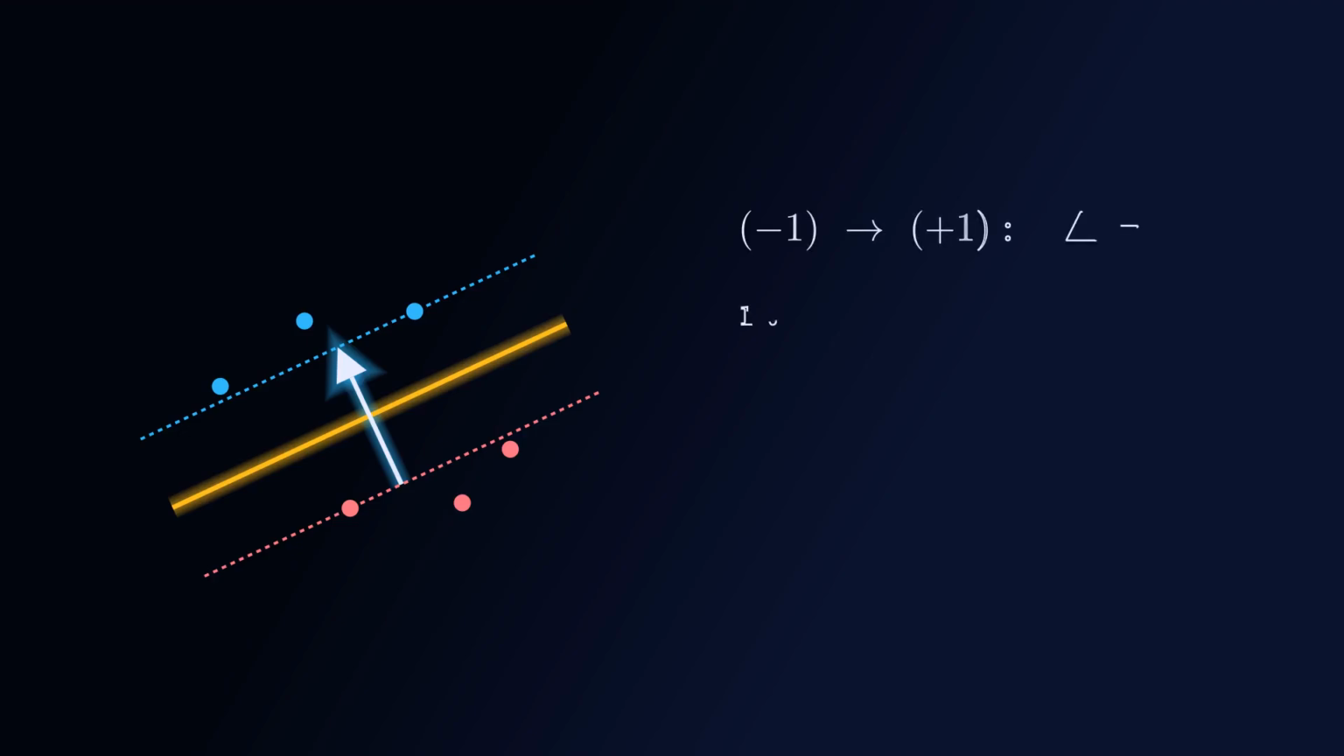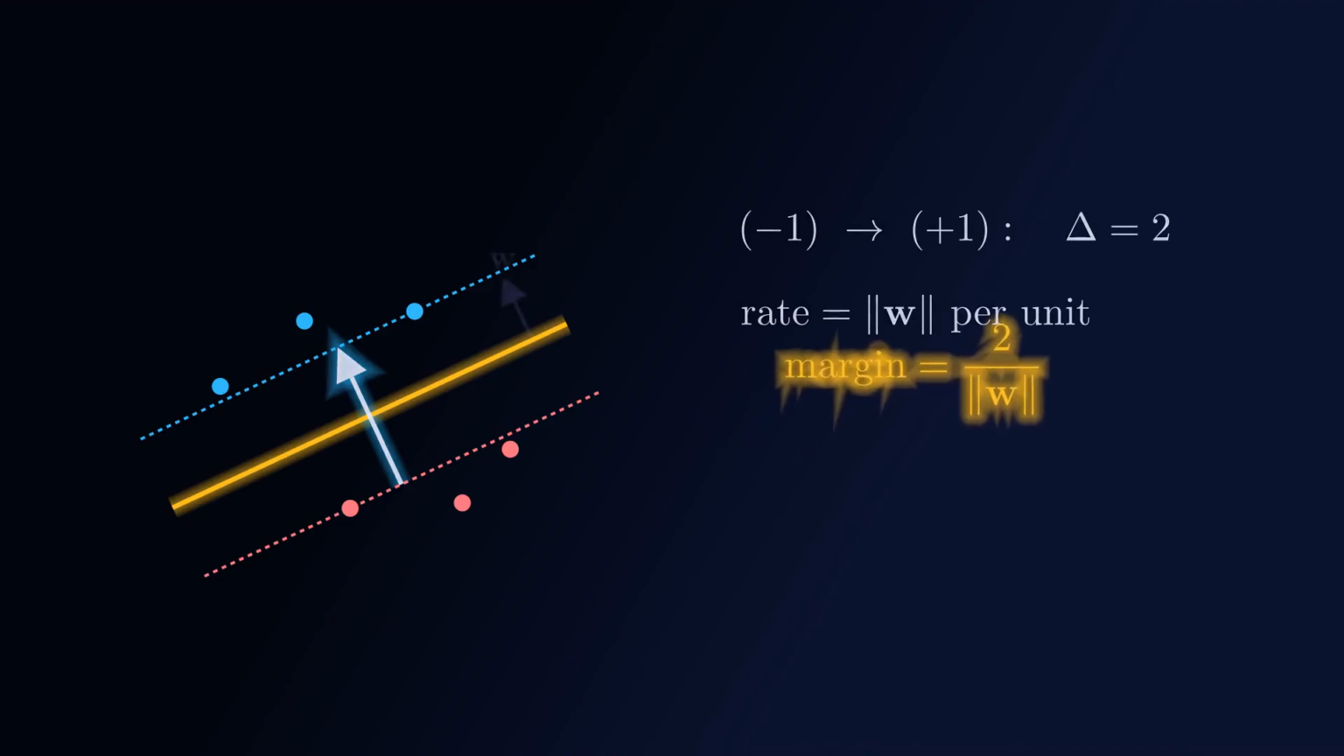Exactly how wide is this street? To measure the distance between the two curbs, we take any point on the lower curb and step across to the upper curb, always moving perpendicular, in the direction of W. The value of our expression has to change by 2 across that gap, from -1 all the way up to +1. And we know the expression changes at a rate given by the length of W for every unit of distance traveled along W. So the physical width of the street is that change, 2 divided by the length of W. Let that sink in, because it's the heart of everything.